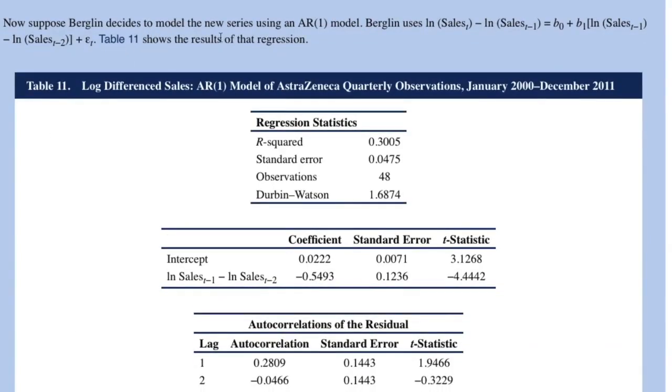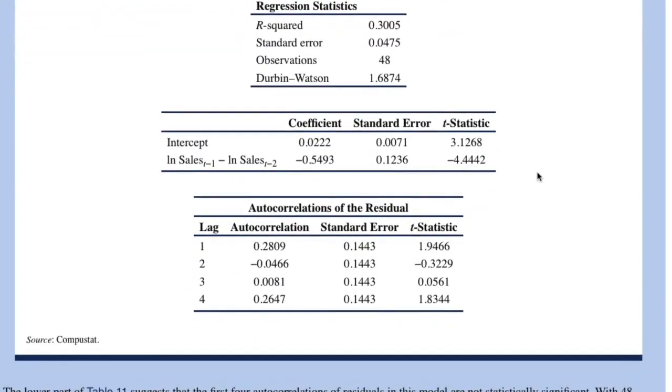Suppose Berglund decides to model the new series using an AR1 model. Berglund uses the natural log of sales in time period t minus the natural log of sales in time t minus 1. That's our dependent variable. It's the difference. Remember, we're using differences, so our dependent is a difference equals b0 plus b1, and there's the lagged difference. It's still a lagged variable, but remember, we created a new time series that was the difference, that were first differences. So our lagged variable is a lagged first difference. And let's see what we get out of that model.